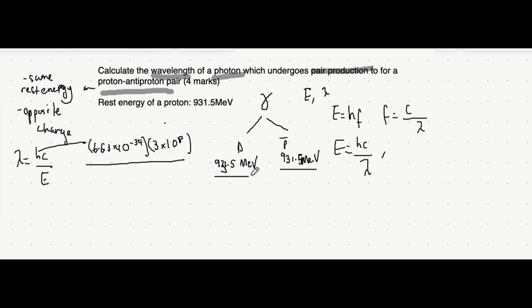But one thing to bear in mind is that this energy is given in mega electron volts, which we have to convert into joules before we can use it in calculation. If we multiply by 1,000,000 or 10 to the power of 6, that converts it to electron volts, and then we multiply by 1.6 times 10 to the minus 19 to convert it into joules. So we take both of these energies, we'll say 2 times 931.5. We multiply them by 10 to the 6 to convert them both into electron volts, and then multiply by 1.6 times 10 to the minus 19. I'm just going to quickly do that on my calculator, but that will give you the final answer.